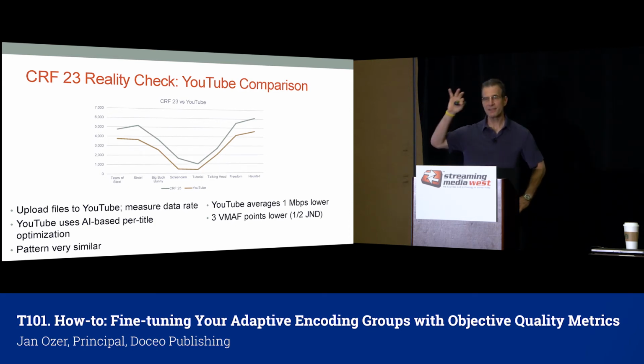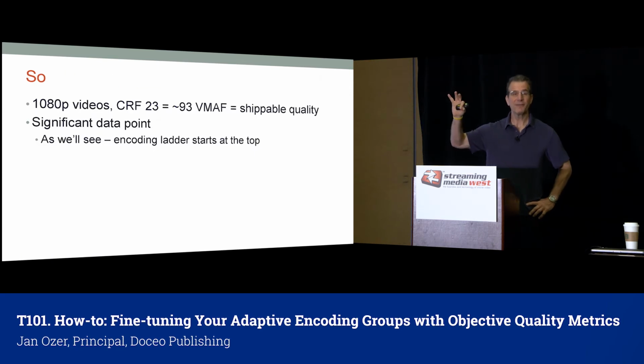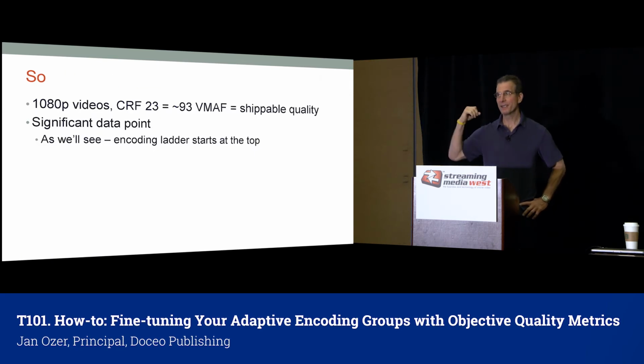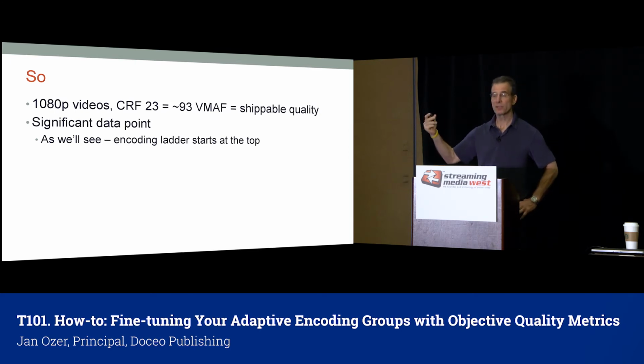So if you're trying to find an acceptable data rate for your 1080p files that people will be pleased with, CRF23 works. VMAF93 works.